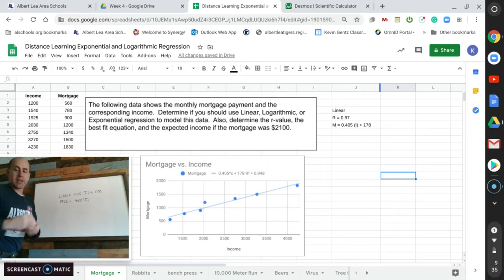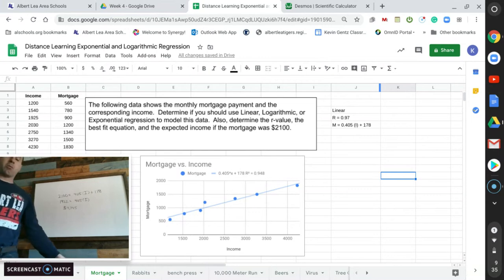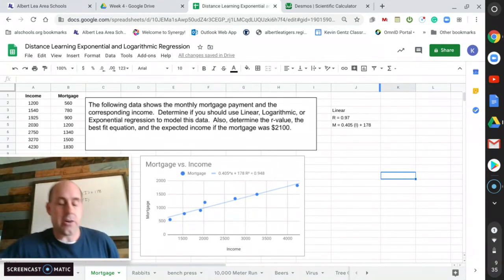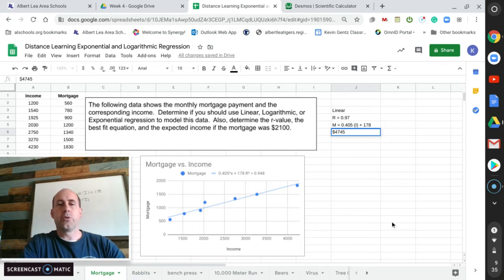Now I have to divide both sides by 0.405. Divide by 0.405, and we get $4,745. If you want to push a mortgage payment all the way up to $2,100 a month, you've got to be making more money a month. And that would be $4,745. There we go. There's two examples of linear regression, things you've seen before.